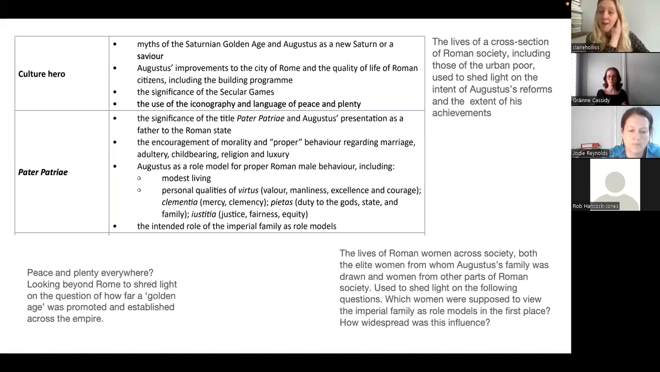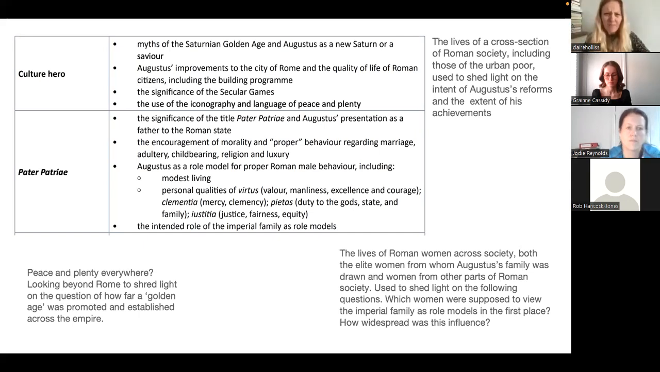Looking in the Pater Patriae section, obviously I imagine lots of you look at the lives of women in this section, but also think about the elite women, like the ones in Augustus's family, and also other women across the empire, across a wide range of social groups. Who are Augustus's family meant to be role models to? What are the ideas behind this, and how far are they being accepted as role models and seen in that way by a wide range of Roman society?